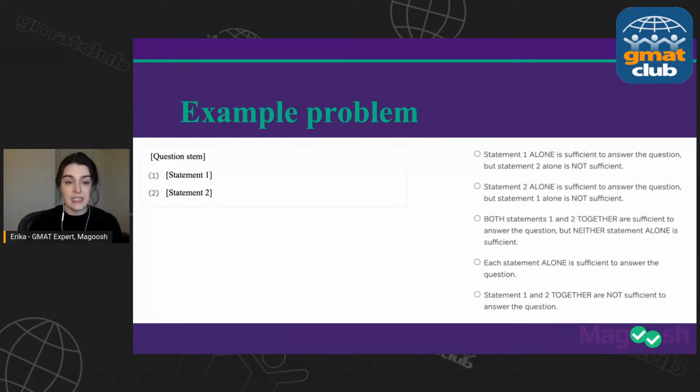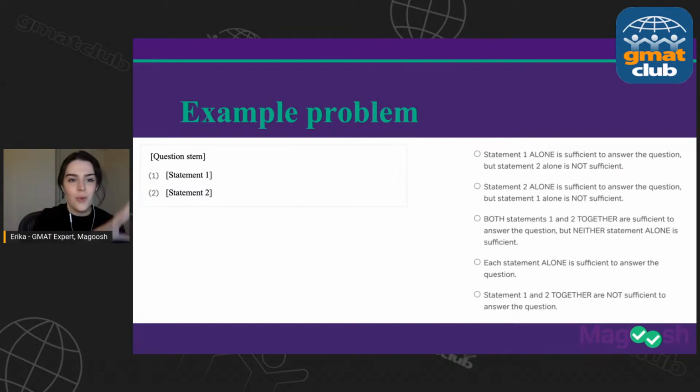B is the opposite. It says with statement 2, sufficient. We can answer the question with that one alone. Statement 1 alone cannot. We will get multiple answers. All right, I'm going to skip to D. D, the 4th answer choice, says statement 1 alone is sufficient and statement 2 alone is sufficient. We don't need to combine them. With each one by themselves, we can answer that question, get to one answer.